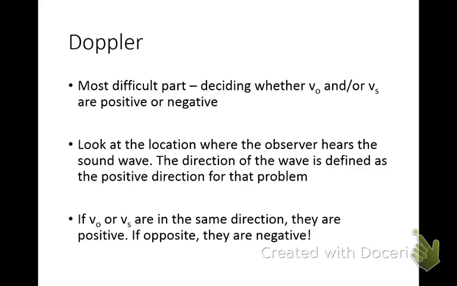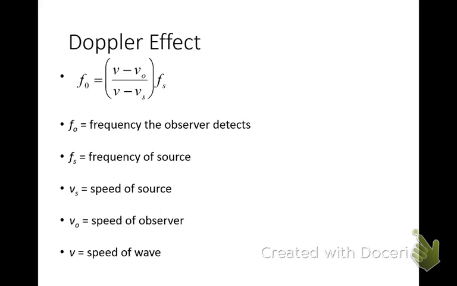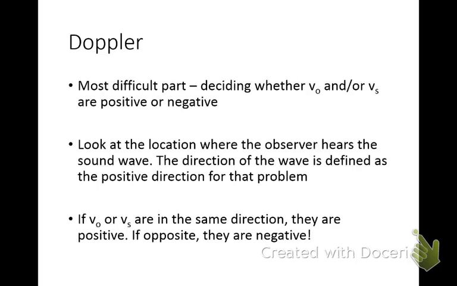Basically, I always draw myself a picture of it, and look at the way that the wavefront is heading when it hits the listener. That is defined as the positive direction. So if VO or VS is in the same direction, they will be a positive number. If not, they will be a negative number. In the event they're a negative number, don't forget with the Doppler equation, since you're subtracting VO or VS every time, if you subtract a negative number, it's basically just the same as adding that number.